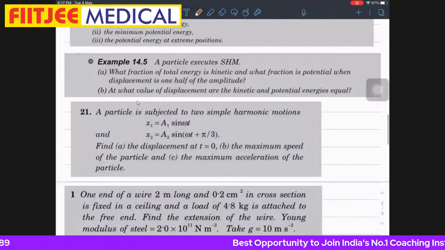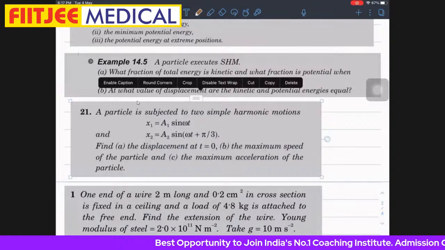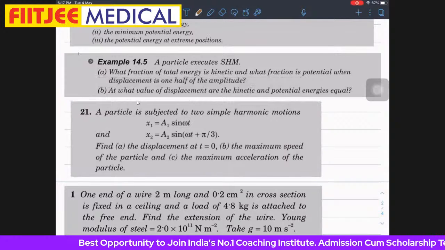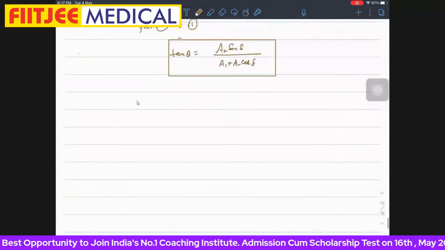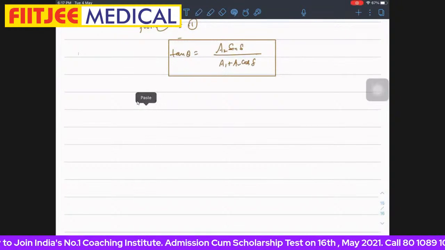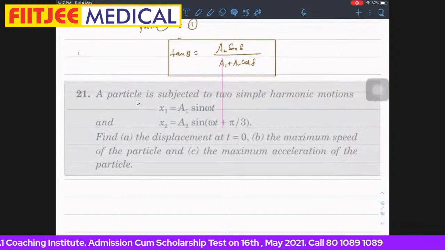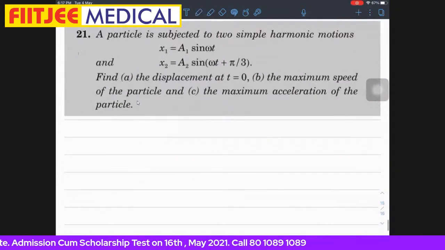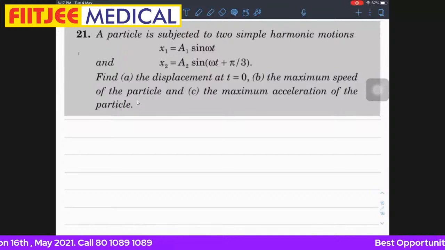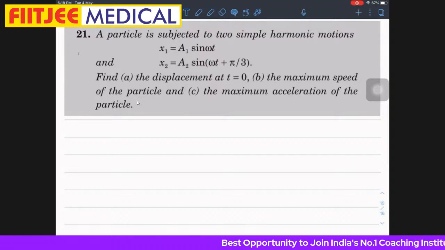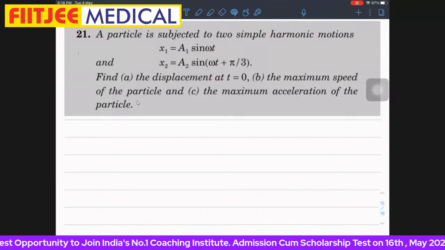So we have been given this question. A particle is subjected to two simple harmonic motions, x1 equals a sine omega t, x2 equals a sine omega t plus pi by 3. They're asking what is the displacement at t equals 0, the maximum speed of the particle and the maximum acceleration of the particle.